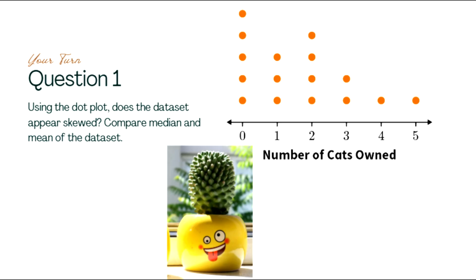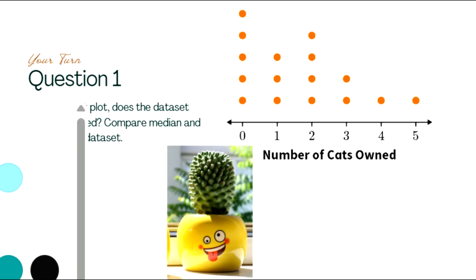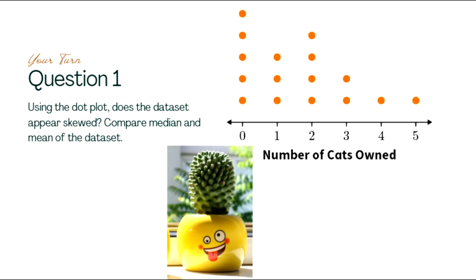Your turn. Question number 1. Using the dot plot, does the data set appear skewed? Compare median and mean of the data set. Go ahead and pause the video, do it, and come back. Okay, obviously it appears skewed because we have a dinosaur head that goes down to his tail.